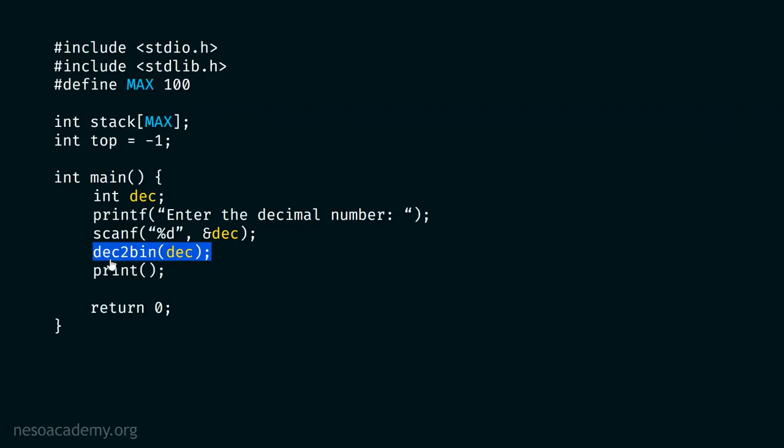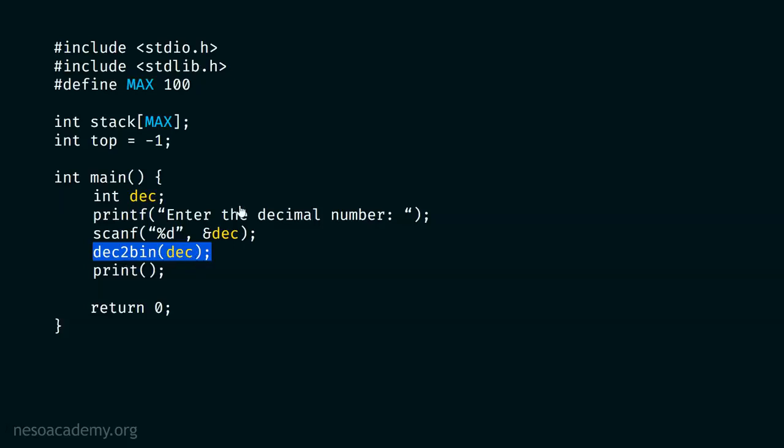After this, we will call this function dec to bin. This means decimal to binary. We will simply call this function for the purpose of converting the decimal number to its binary equivalent. Here we will pass dec. That means we must pass the decimal number to this function. Now it's time to write this function.